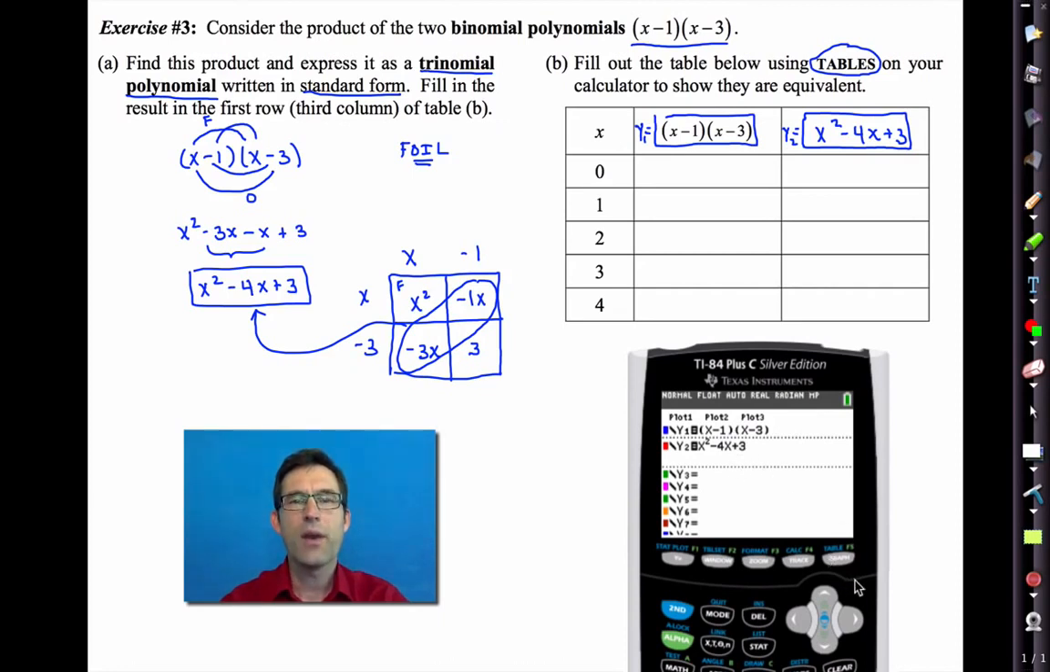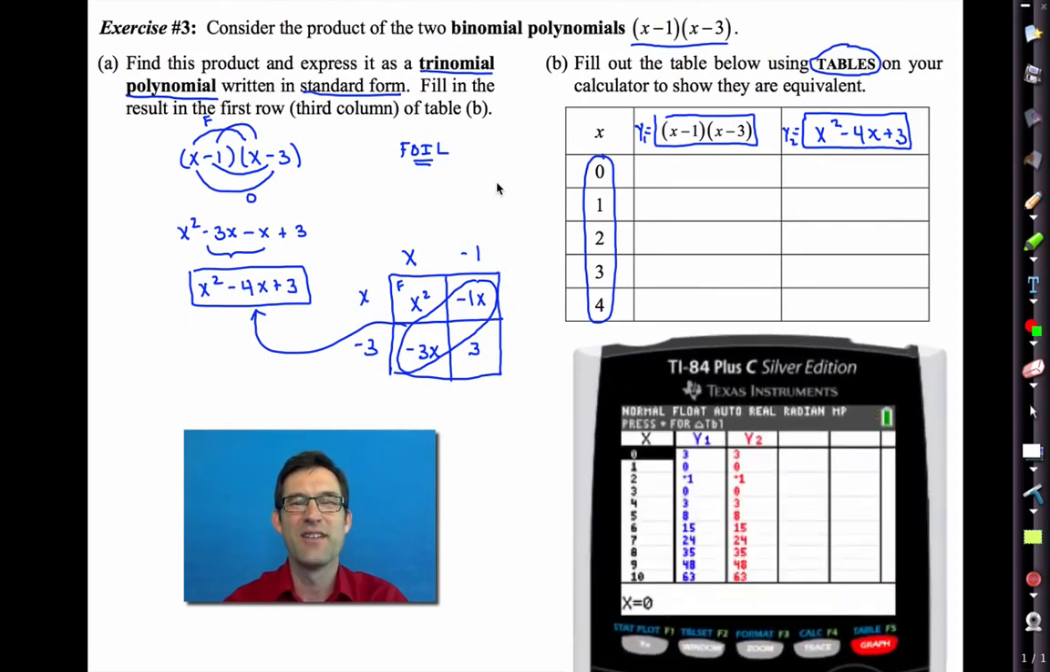All right, and now I'd like to go into my table setup, because what I'd really like to see is what the values of these expressions are for these inputs. So let's go into our table setup right up here, and let's make our table start at 0. If your table doesn't already go by ones, that's the little triangle table, meaning your change in the table. We saw that in the slope formula, but make sure that it's equal to 1 if it's not. Now let's go into our table. Remember, we get to that by hitting second graph right up here. Let's take a look at that table.